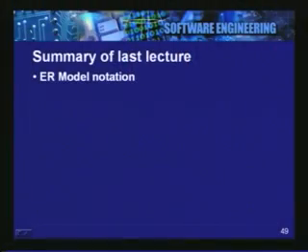Let us continue with our module on data modeling. Let us summarize what we have seen so far. We have seen the ER model notation. Before that, of course, we had seen the basic concepts of entity and relationship. So we saw the notation, the different types of symbols we use for representing different concepts.